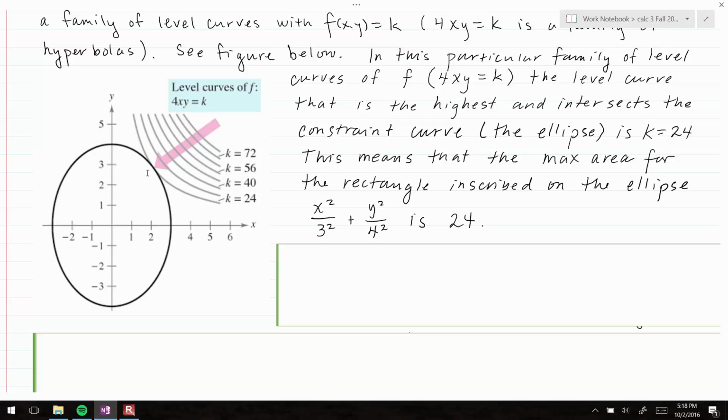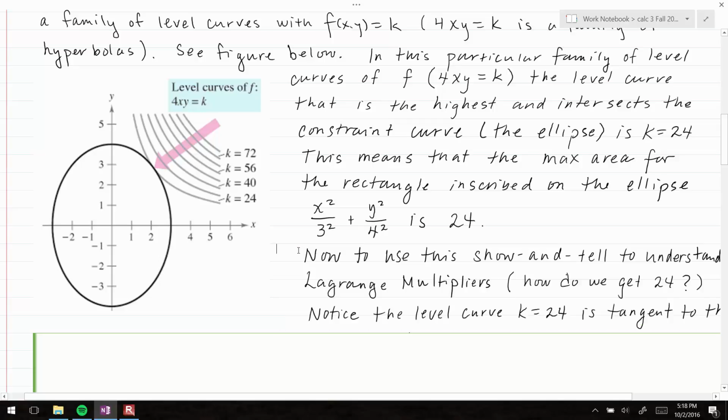This isn't actually how we solve these problems, because we don't have these cool level curves drawn for us. But observing what happens when the k equals 24 level curve is just barely touching the ellipse, notice that they're going to intersect only at a point, and the relationship it has with the curve is pretty special. It is a tangent line. They intersect at this point, and both of those curves have the same tangent line at that point.